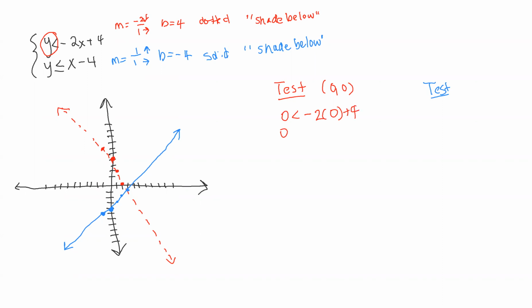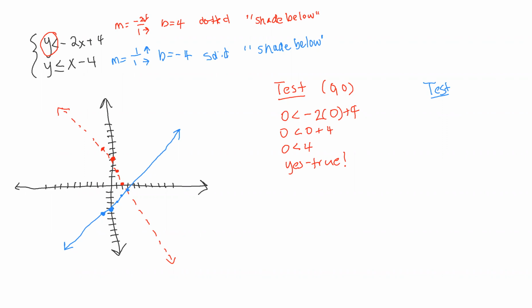Well, -2 times 0 is, let's see, where am I at? -2 times 0 is 0. And then plus 4. So 0 plus 4 is 4. Is 0 less than 4? Yes, this is true. So what this tells me is that 0, 0 is part of the solution set.